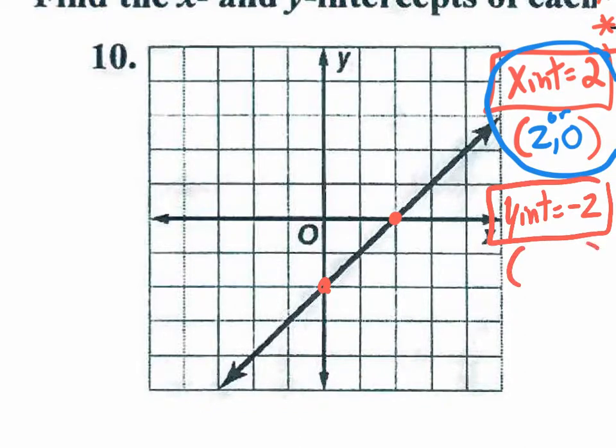You could also give it as a coordinate. That coordinate, that location would be 0 on the x, negative 2 on the y. So 0, comma, negative 2. Either one of those is a perfectly good answer.